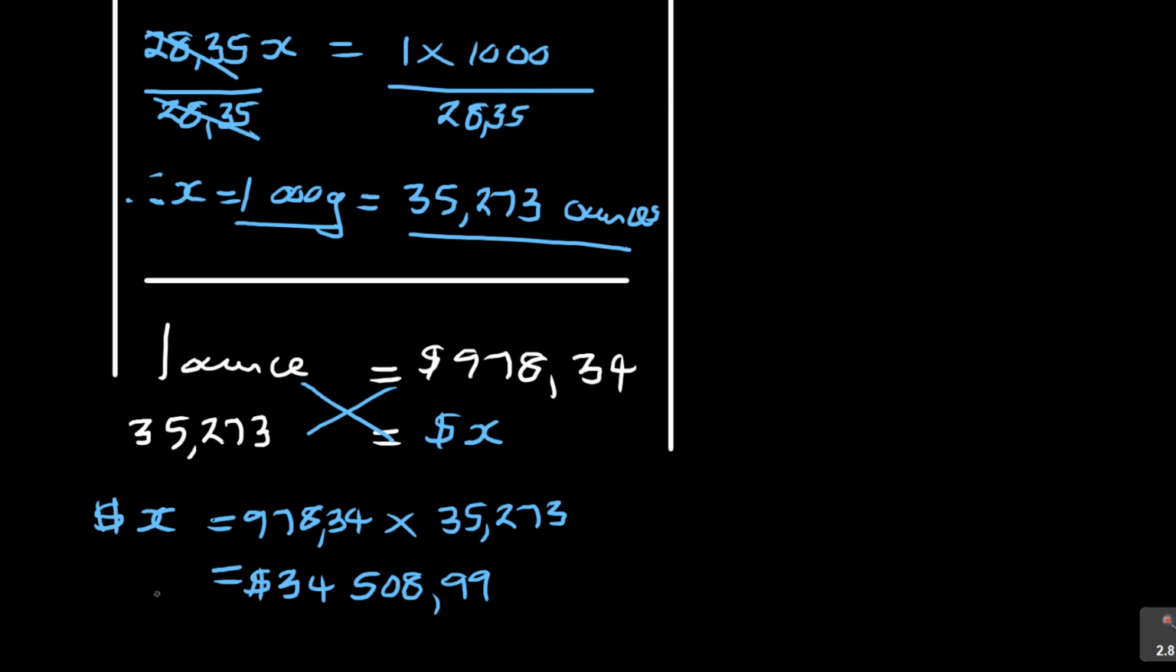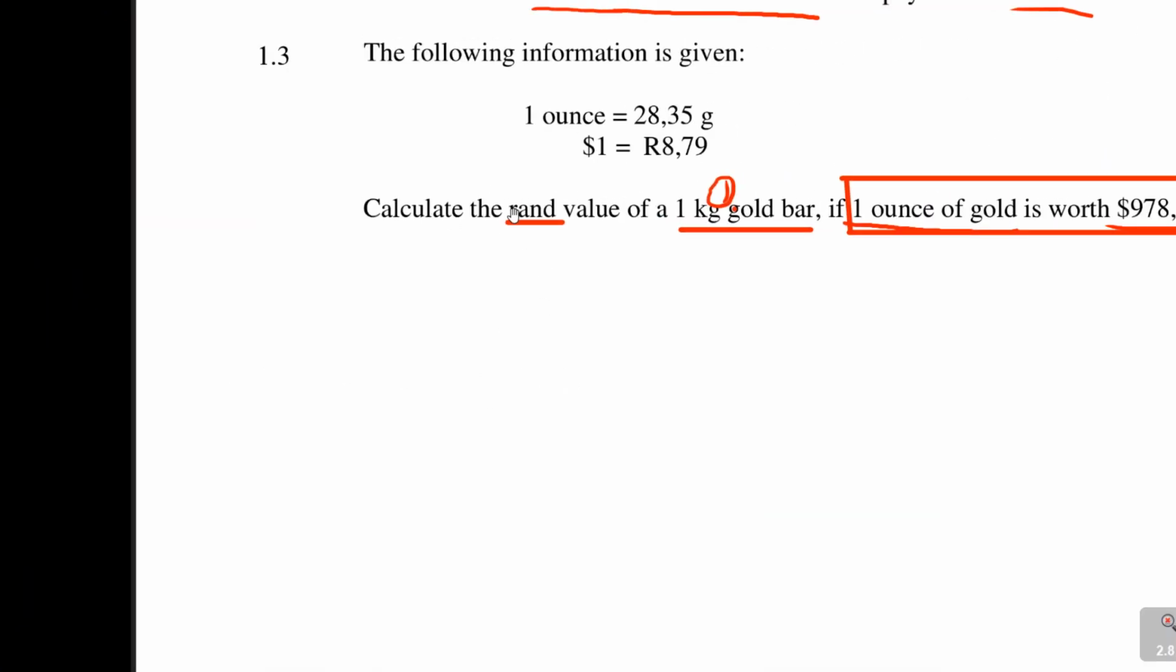So you know now how much this is worth in dollars. Remember, this is 1 kg of gold. You say this 1 kg is this many ounces, then they told you how much 1 ounce costs, and you convert it. But they don't want this in dollars. They say calculate the rand value.